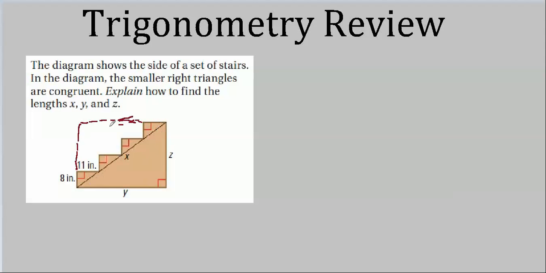What is this vertical distance from here to here? Well, I'd say it would be the same as z, wouldn't it? But it would also be this step plus this step plus this step plus this step. They tell us they're congruent. So this must be 8, 16, 24, and 32. So this one's 32.